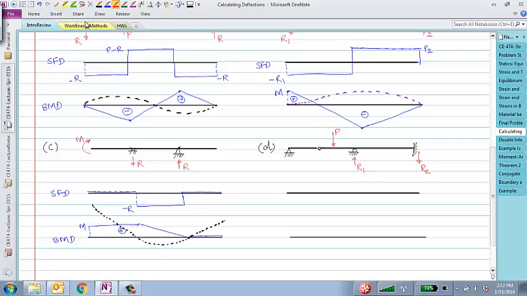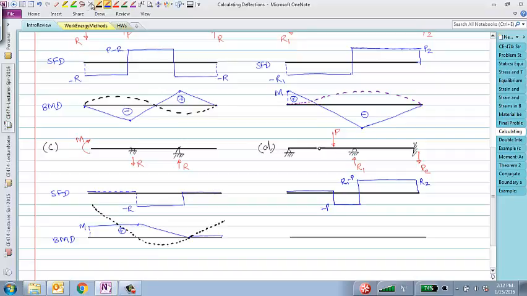So with this, we can draw the shear force diagram. And that looks like 0 all the way here, drop down by P, go up by R1 and then drop down to R2. So this is R2 which is equal to R1 minus P. This is minus P. That's the shear force diagram.